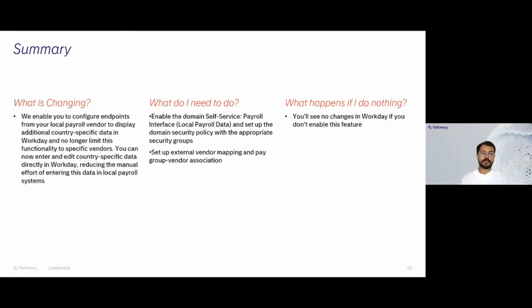And what do you need to do for this? You have to enable the domain, that is self-service payroll interface, and set up the domain security policy with the appropriate security groups. You also have to set up external vendor pay mapping and pay group vendor association. If you don't enable this, then you won't be able to see the feature as we are looking at in the GMS tenant right now.